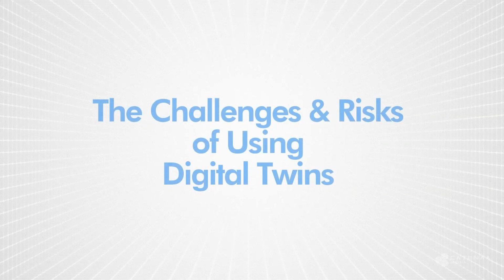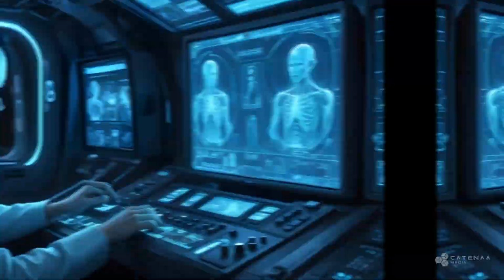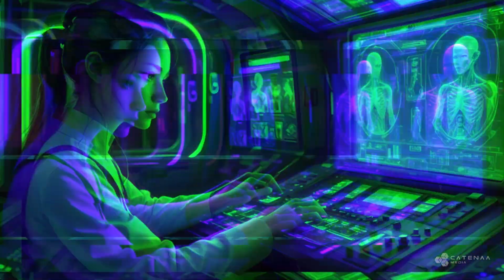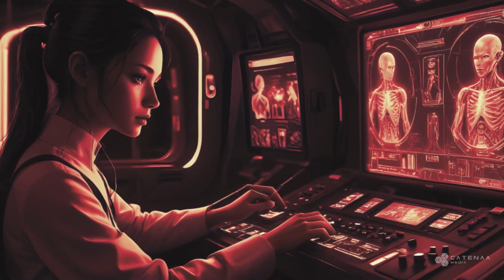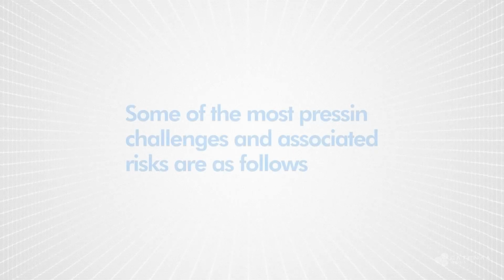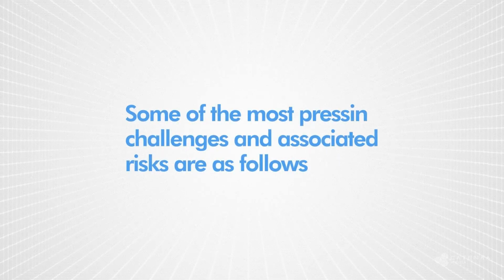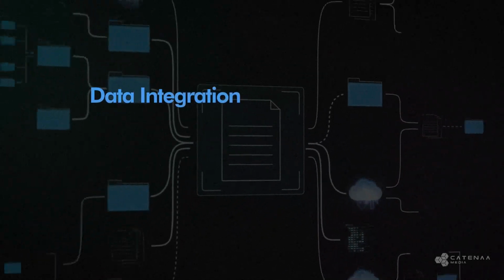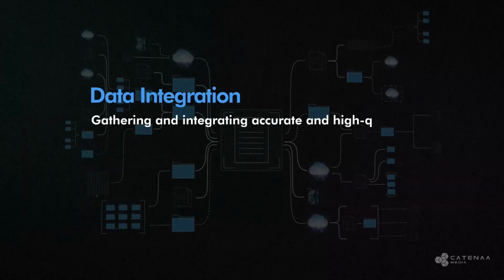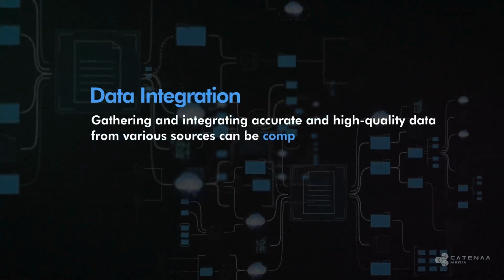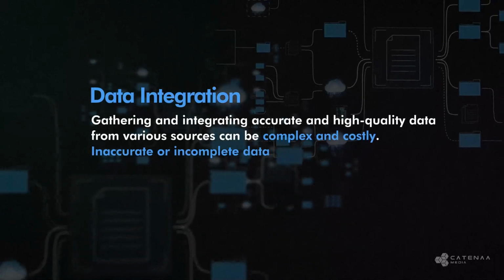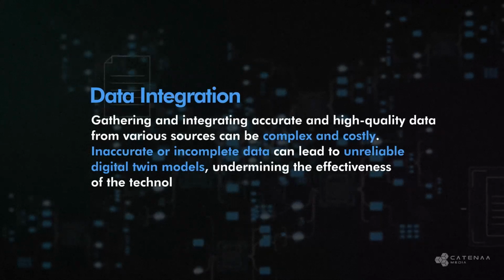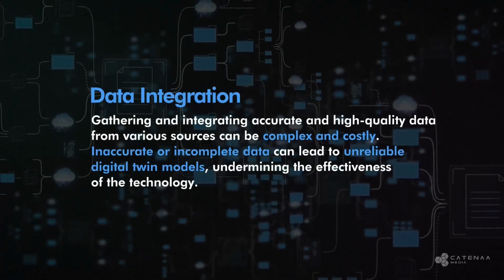The challenges and risks of using digital twins. Using digital twins in various industries offers numerous advantages, but it also comes with its fair share of challenges and risks. Some of the most pressing challenges and associated risks are as follows. Challenges: data integration. Gathering and integrating accurate and high-quality data from various sources can be complex and costly. Inaccurate or incomplete data can lead to unreliable digital twin models, undermining the effectiveness of the technology.